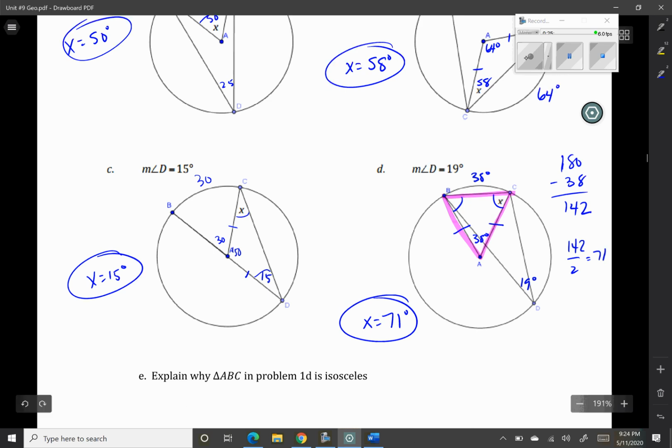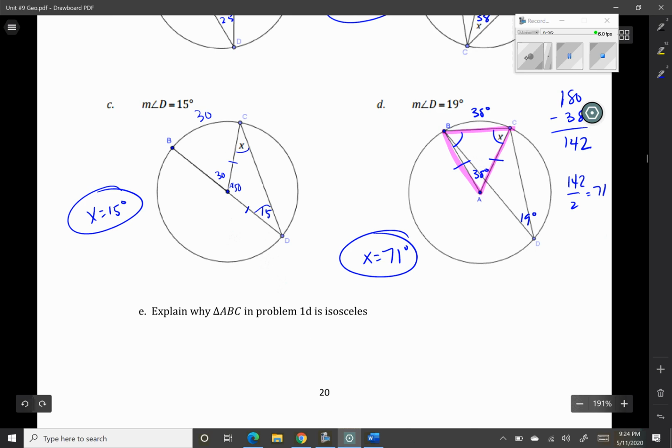Part E says, explain why triangle ABC in problem 1D is isosceles. This is like the fourth time I've asked this question. It's probably important. I would assume on a quiz or something I would give you to assess what you know here about circles, I'm going to give you a picture. I'm going to say, here's a triangle. Tell me why it's isosceles.